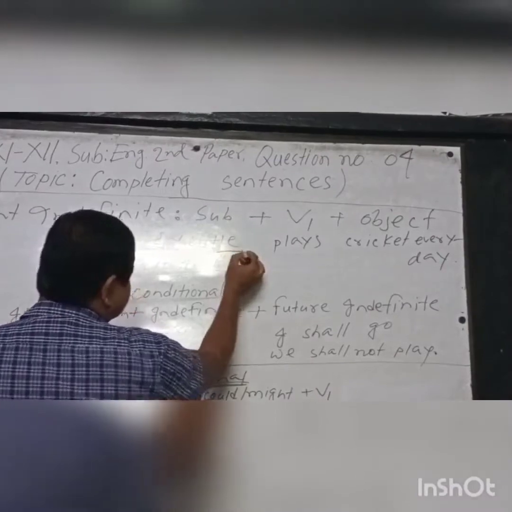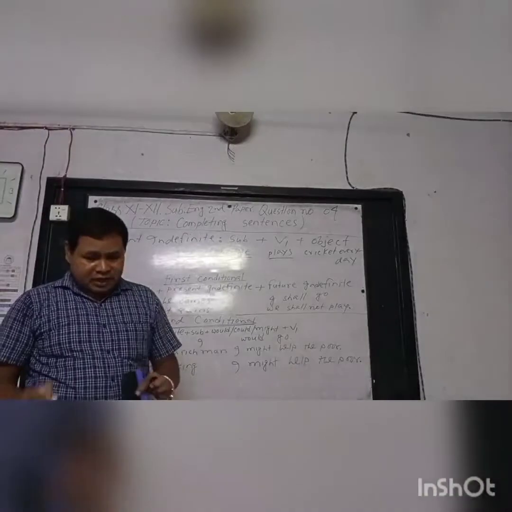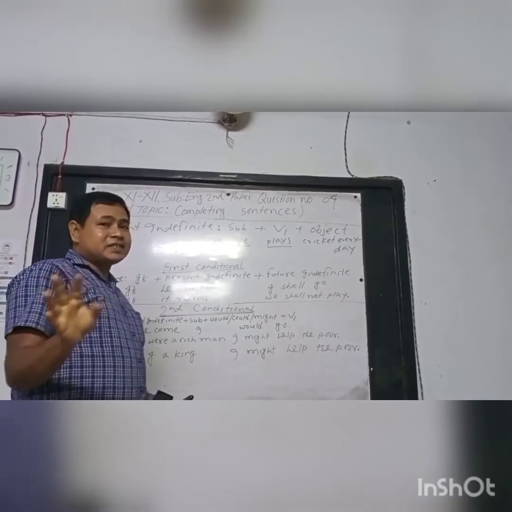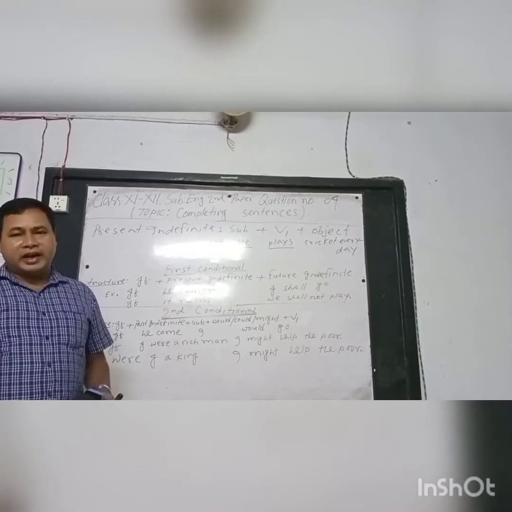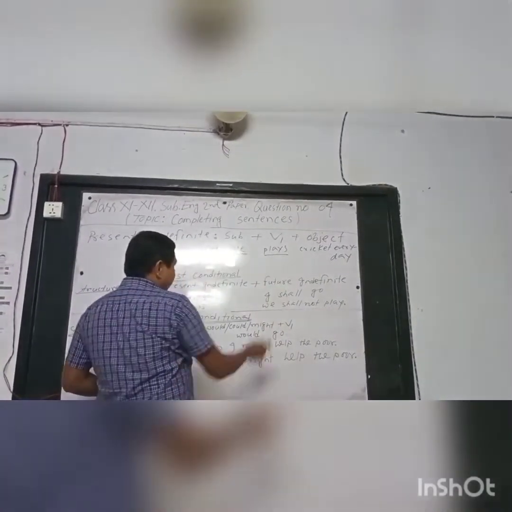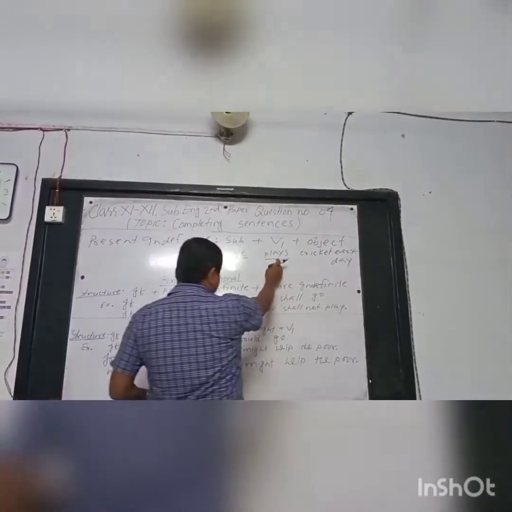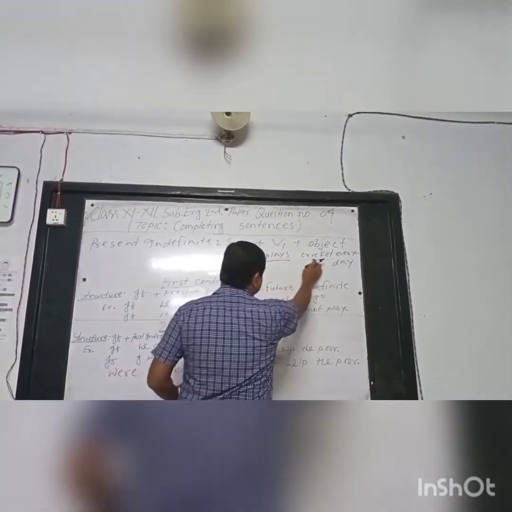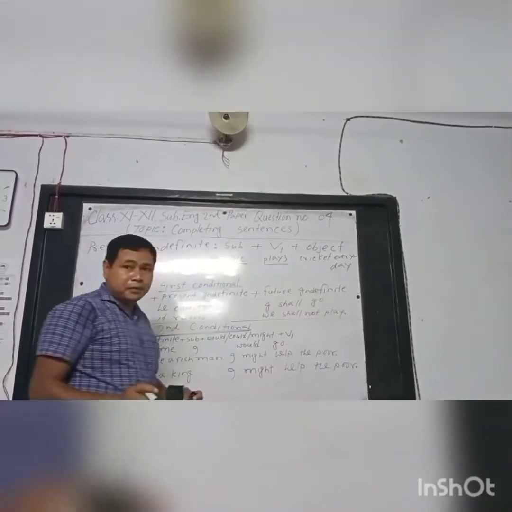So this one is subject, then V1, play. V1 means the present form. There are three forms of verb. V1 means the base form, that means the first form of verb, like go, went, gone. If the subject is third person singular number, then we need to add s or es with the base form of the main verb. He plays cricket every day. So V1 means the base form of verb.